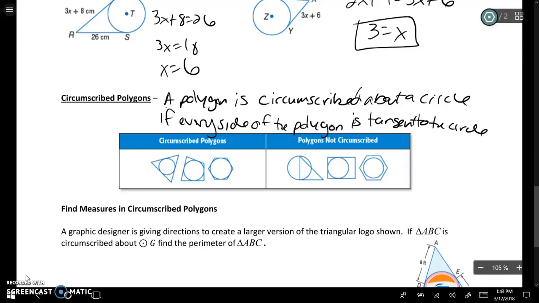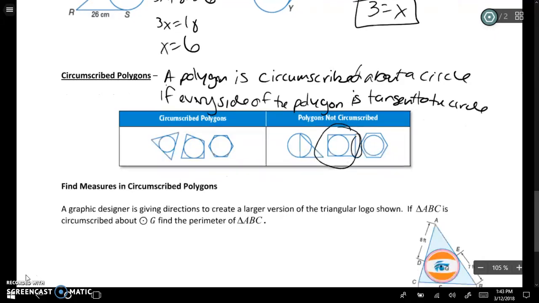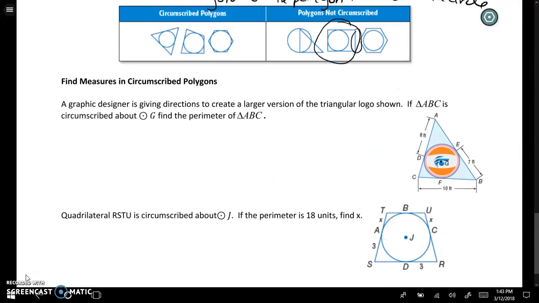So on the left, some examples of circumscribed polygons. They touch exactly one spot. The stuff over here is not, because not every side touches in one spot. This guy's close, except for this one right here. Okay? So, a graphic designer is giving directions to create a larger version of the triangular logo shown. If ABC is circumscribed about circle G, find the perimeter of triangle ABC.